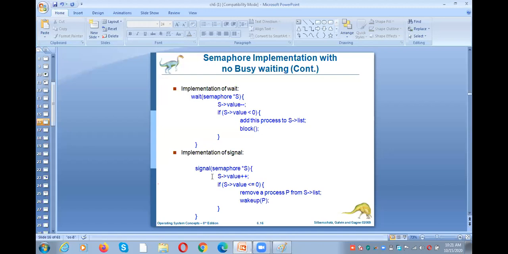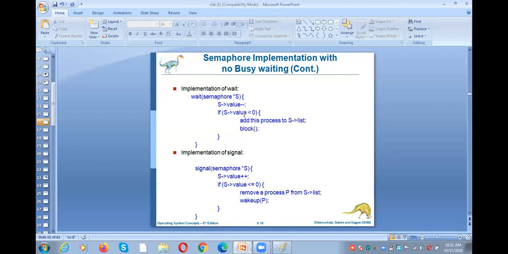What is a signal? Whenever there is a signal, it means an increment in the semaphore value. Whenever it becomes equal to 0, or more than 0, automatically we can remove the process from the list. Did you get my point? We need to wake up a process.